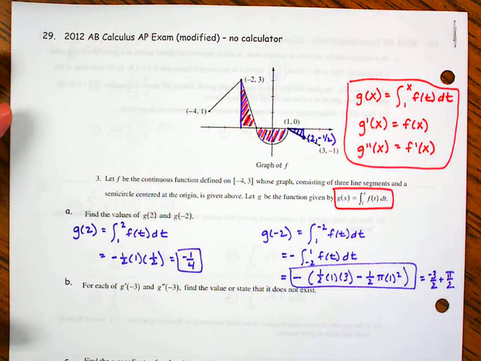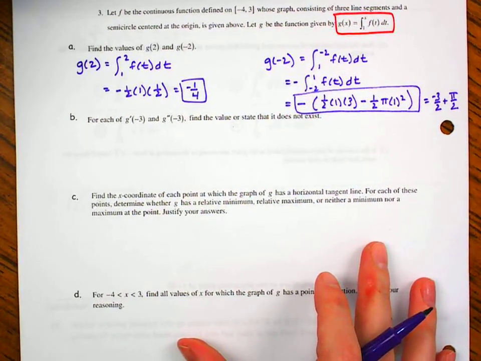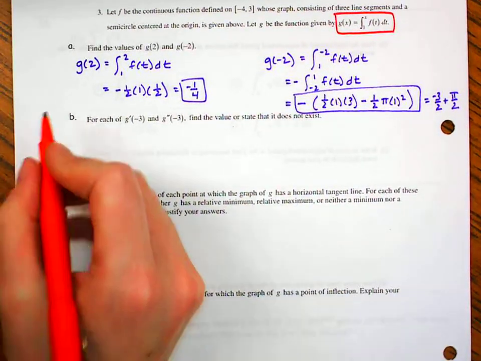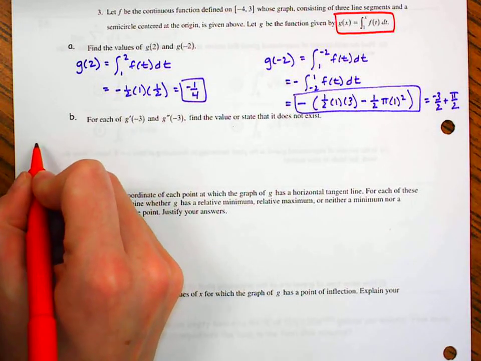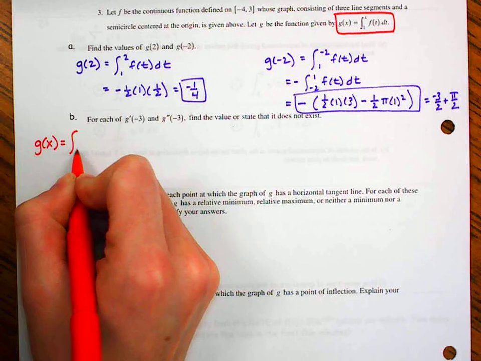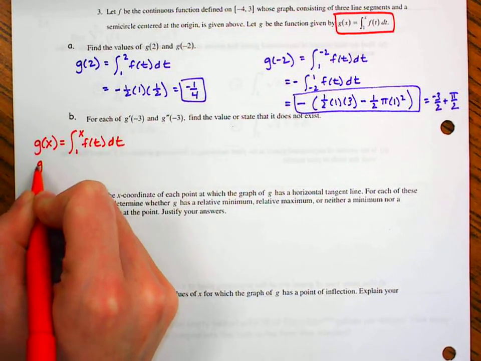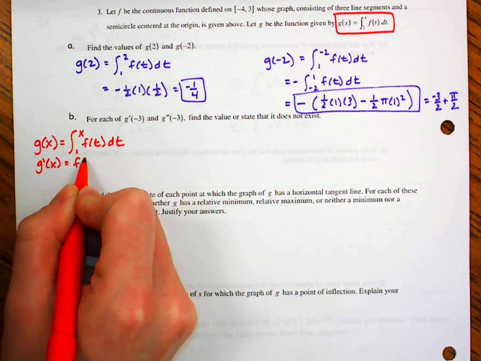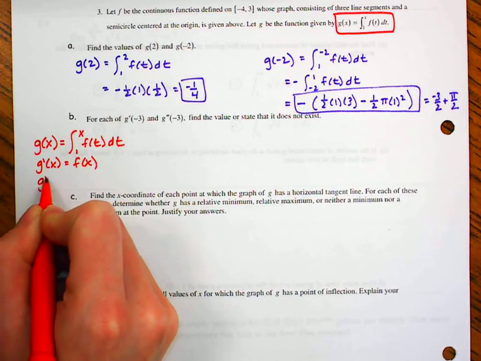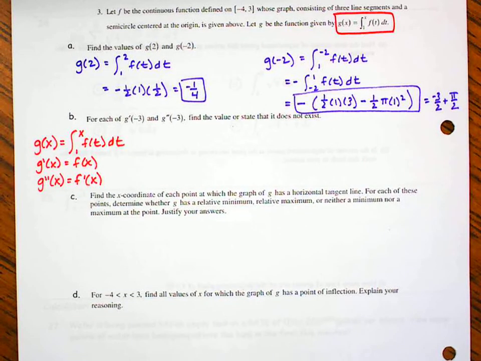Okay, let's jump into part B. Now it says find g prime of 3. Now, the table that I made before is a little less visible, so I'm just going to rewrite it here so that I can see it for a little while. So I know that g of x is equal to the antiderivative from 1 to x of f of t dt. I know that g prime is equal to f, and I know that the second derivative of g is equal to the first derivative of f. So I'm just making that so we can still see it on the screen even though I've moved down a little bit.